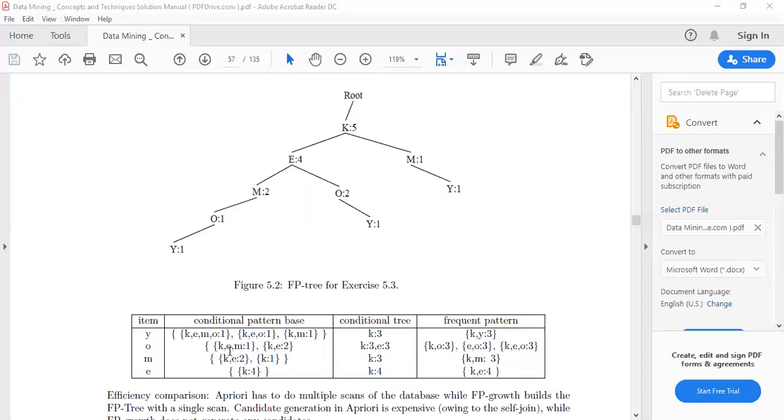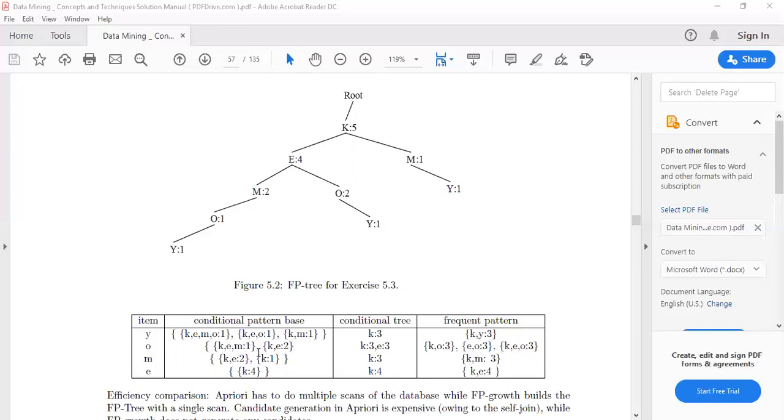Similarly, for E, here the value is 1 and here the E value is 2. So E is occurring 3 times. Here also, E is occurring at 1 time and here at 2, but here it is not there. That's why we are not taking the value of E, because our support count should be 3 or more. Here also K is occurring 3, but E is occurring only once. E is occurring here 3, 1 plus 2, 3. So we are taking 3. If you see M is occurring only once. That's why we are not including the M value.